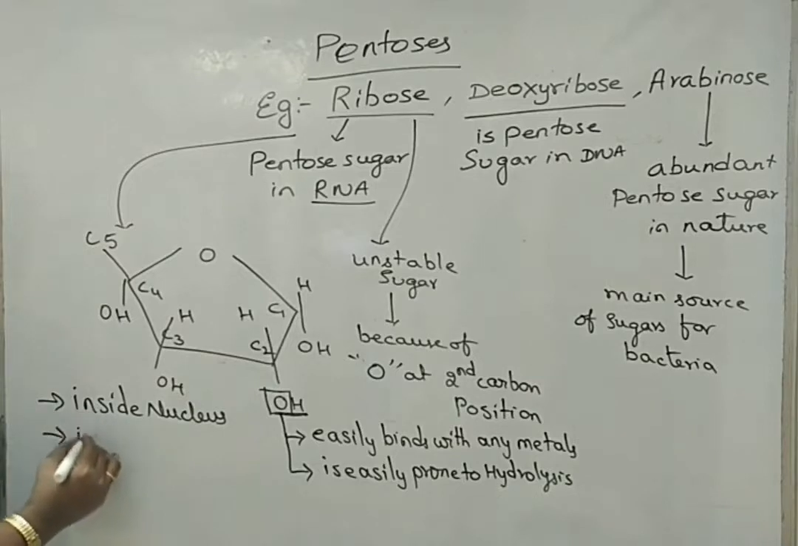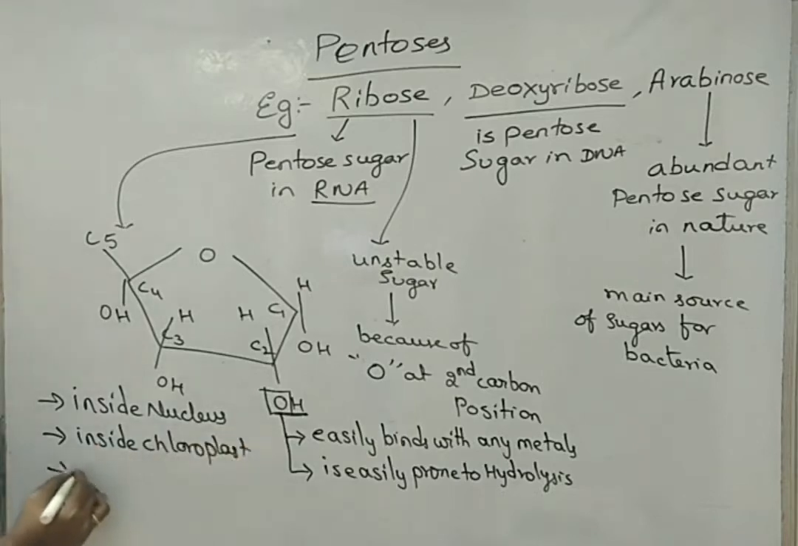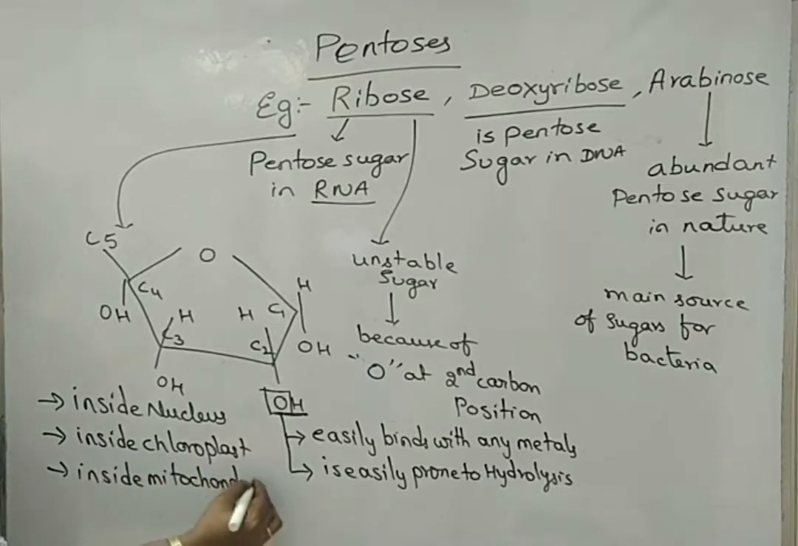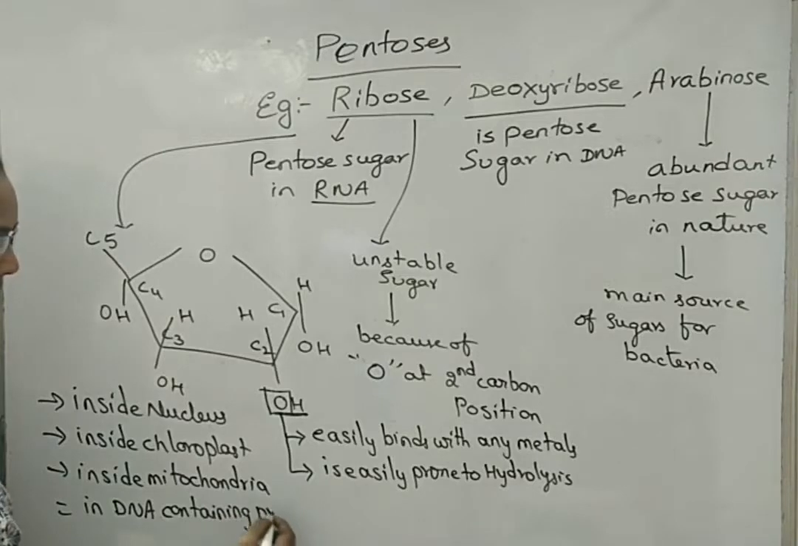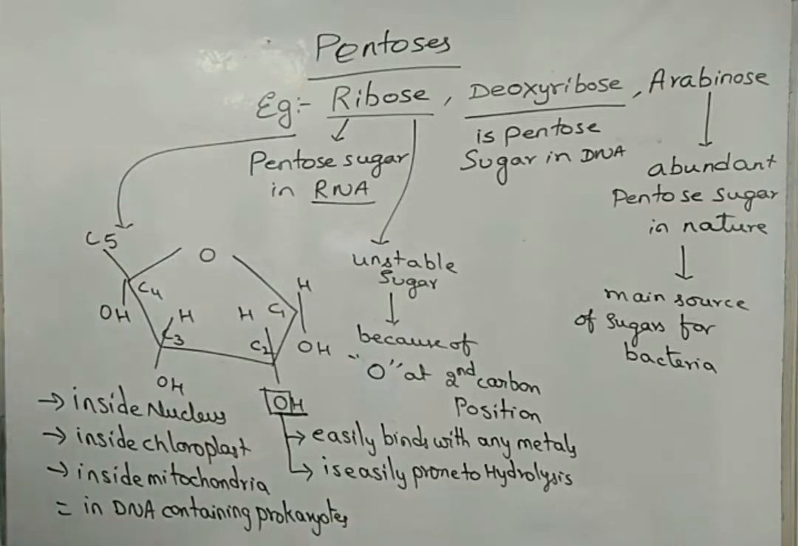One example. Another one, inside chloroplast. Another one, inside mitochondria. Another one, in DNA containing prokaryotes. Now, how is DNA already there? No. It is like, previously there was genetic material RNA in some types of prokaryotes. Later that was modified into DNA, that is stable compound.